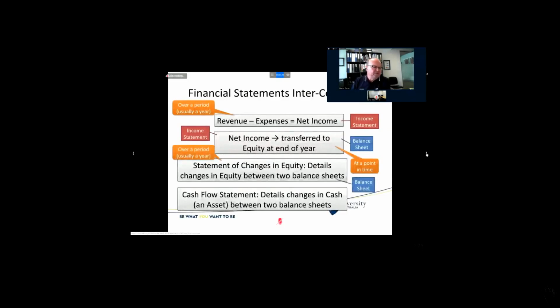The cash flow statement details changes in cash and assets between two balance sheets. So we're looking at the asset, the cash, from last year's balance sheet to this year's balance sheet. It's over a period, usually a year. And it's between two balance sheets. So it connects cash between two balance sheets. Balance sheets are a point of time. This shows the changes in cash between the two balance sheets. So this is how the financial statements are interconnected. If you understand this, you understand the financial statements.